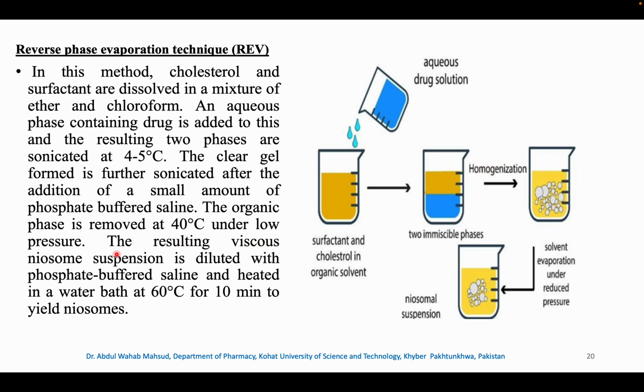The resulting viscous niosome suspension is diluted with phosphate buffer saline and heated in a water bath at 60 degrees Celsius for 10 minutes to yield niosomes, as you can see over here. Solvent evaporation under reduced pressure. Which solvents? Ether and chloroform. These are evaporated and niosomes are prepared.